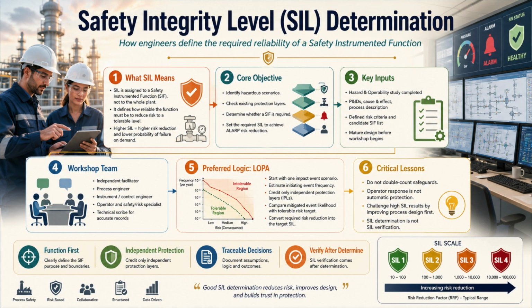The process begins with hazard and risk analysis. You identify what can go wrong, why it can happen, what consequence can result, how frequently the initiating event may occur, which protection layers already exist, and what residual risk remains. Only then can you decide whether an additional safety instrumented function is required and what risk reduction it must provide.